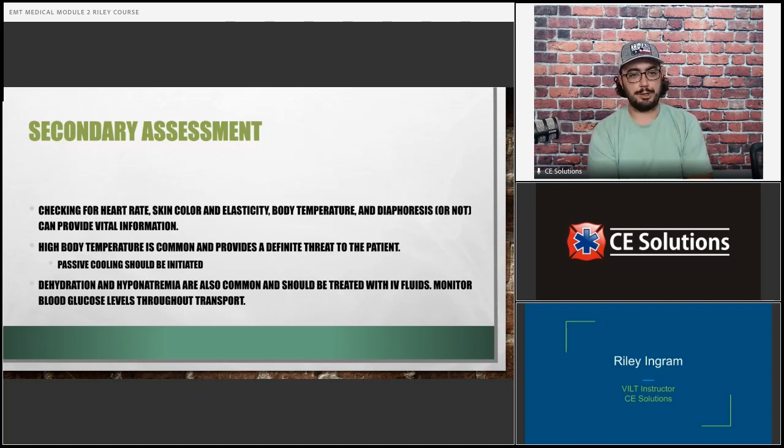Dehydration and hyponatremia are also common and should be treated with fluids. Monitor blood glucose levels throughout the transport.